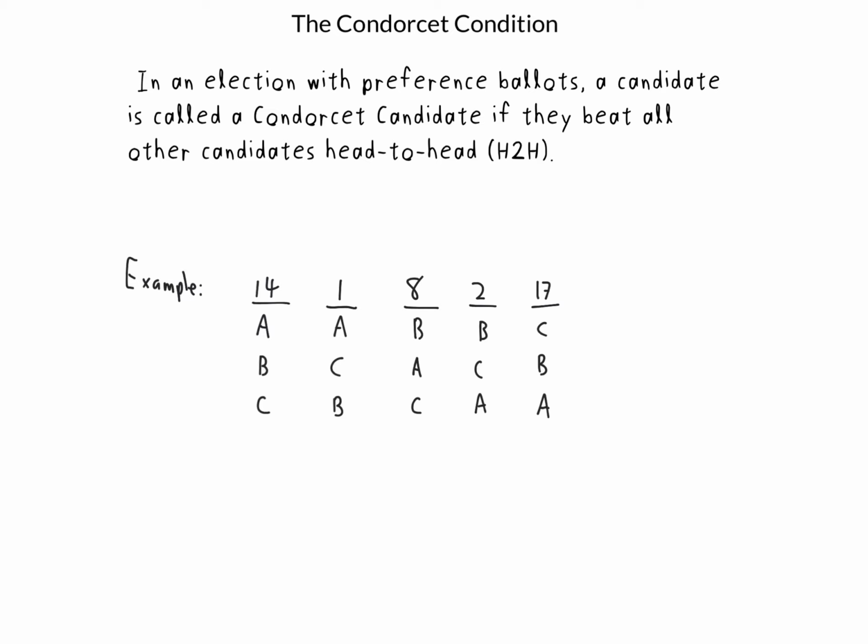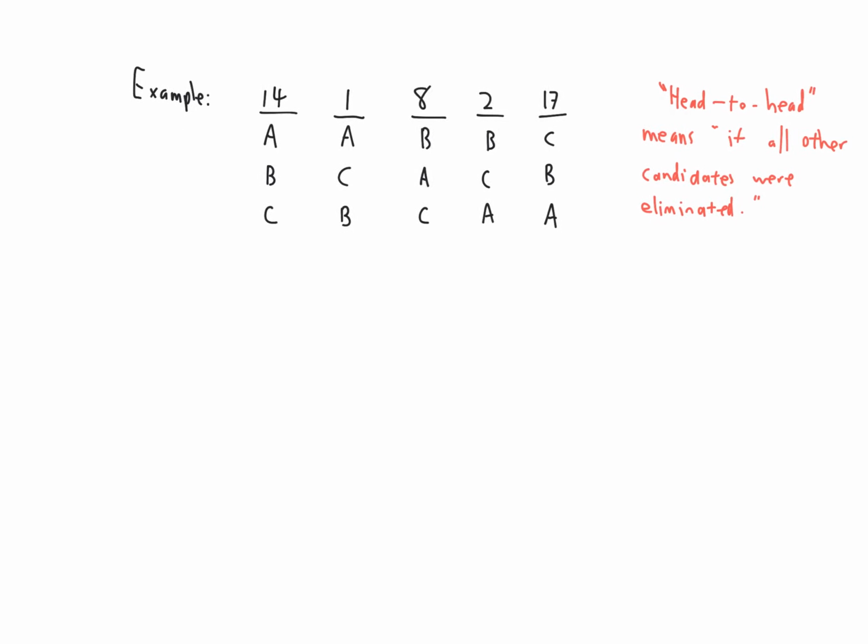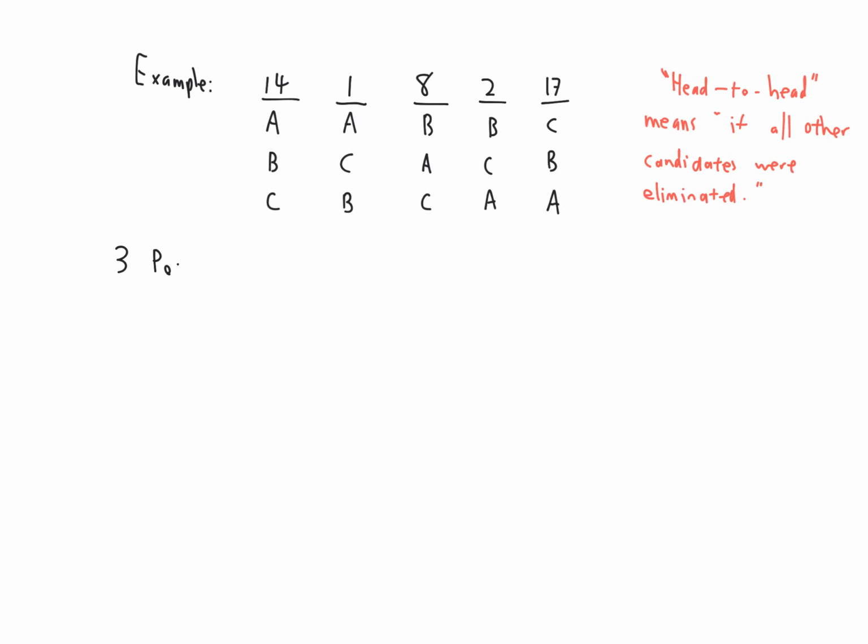Here's a preference schedule we've looked at before. Recall that when we say head to head, what we really mean is what happens if all other candidates were eliminated. Let's look at how each pair of candidates matches up head to head. There are three possible head-to-head matchups: A versus B, A versus C, and B versus C.